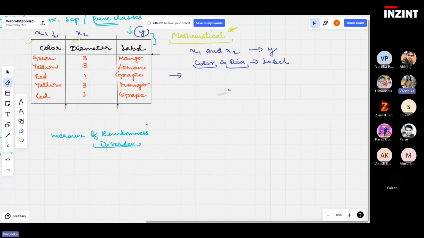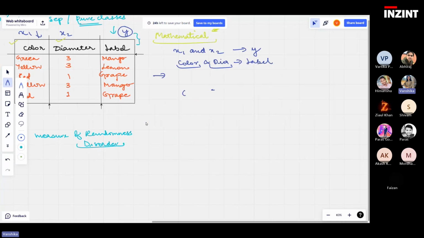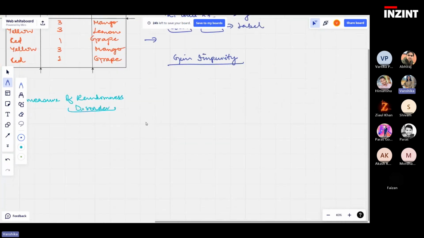Okay. So what do we do? Since Gini impurity is a very widely used measure, I'm going to use Gini impurity to split the tree. Moreover, the technique that I'm using is called CART.